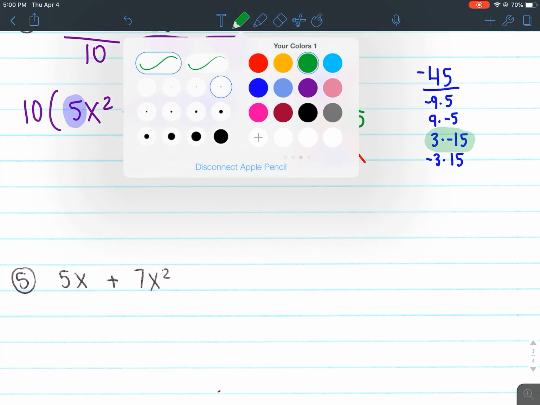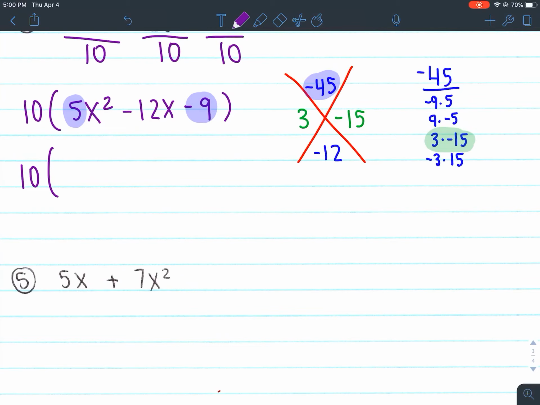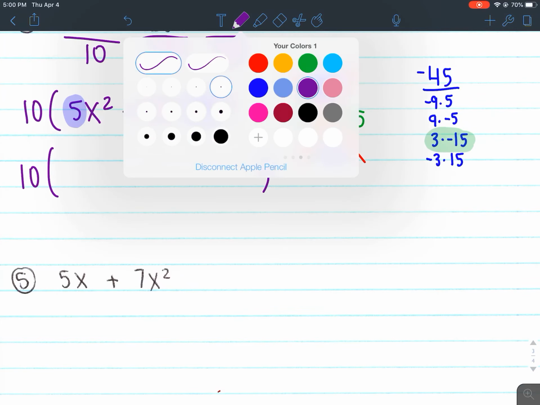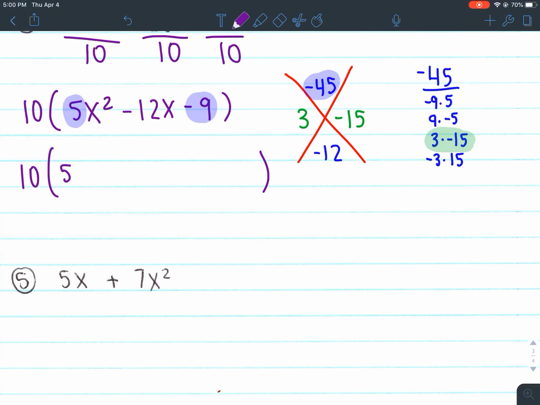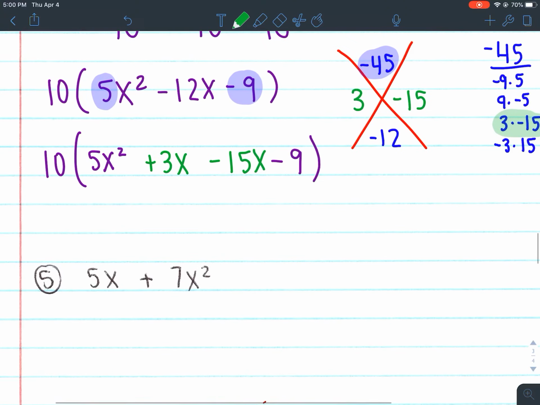Again, I'm going to split that middle term up. Remember, that 10 is going to stay out there. I'm not going to worry about it for now. 5x squared minus 9. And then I'm using the plus 3x minus 15x.